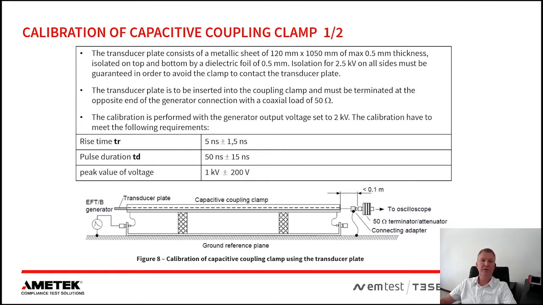You will not get different test results if you use an old or a new coupling clamp. The coupling capacitance is still between 50 and 200 picofarad. But the old ones are simply no longer according to the standard.